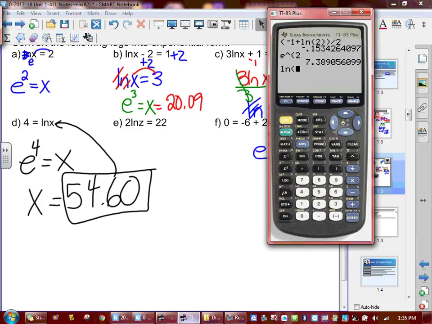So this one gives me 4 and a little bit extra. And again, remember, it's because this is a rounded decimal. Okay? So that's how you check your work. All right, let's look at the next one, letter E.